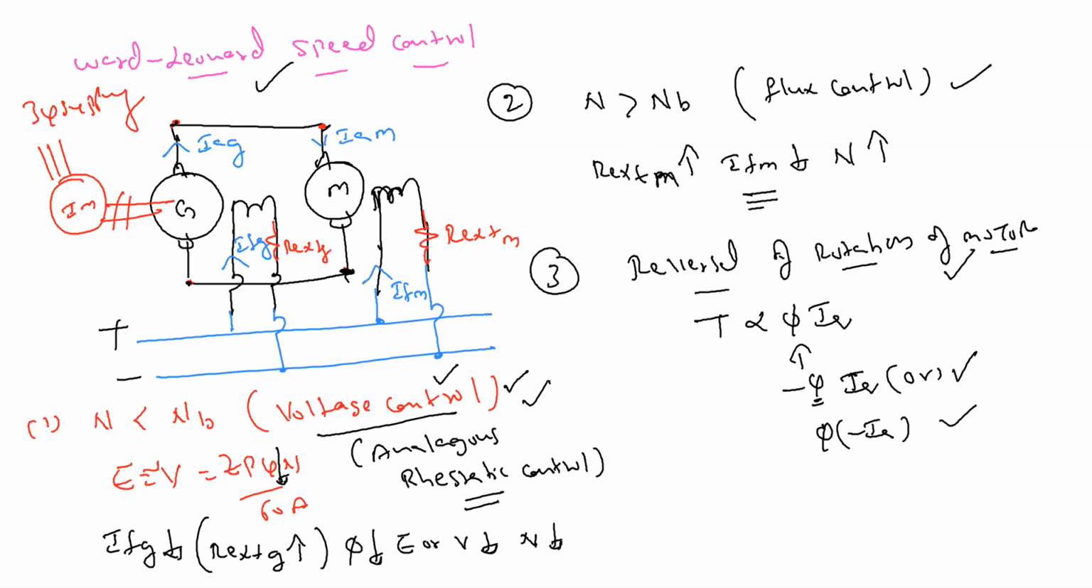Rotation of the motor can be reversed by either interchanging the excitation terminals of motor or generator, but not both.